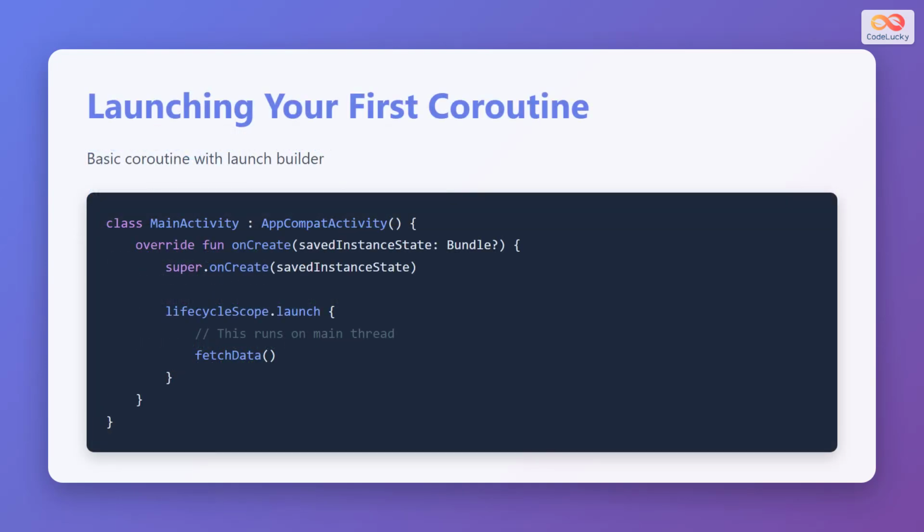Now let's launch your first coroutine. In your main activity class, inside the onCreate method, you can use lifecycleScope.launch to start a coroutine. The lifecycleScope is a special scope that's automatically tied to your activity's lifecycle. Inside the launch block, you can call suspend functions like fetchData. The important thing to understand here is that the code inside the launch block runs on the main thread by default, but it won't block the UI. The coroutine can pause and resume as needed, keeping your app responsive.